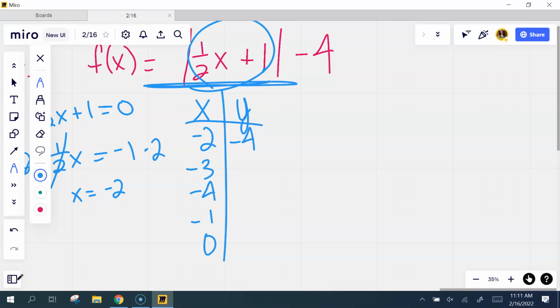Say that one more time. Yes. So think about those brackets like parentheses. They're grouping that together, so do that first. Take the positive of it and then do anything else that's outside of it. Right, yes. All right, how about -3?